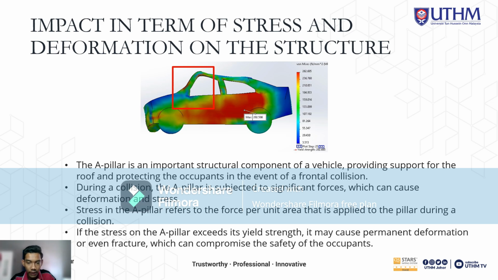A-pillar deformation can affect the integrity of the vehicle's roof, door frames, and windshield, which can increase the risk of injury to the occupants. Stress in the A-pillar refers to the force per unit area that is applied to the pillar during a collision. The stress experienced by the A-pillar depends on the magnitude and direction of the forces applied, as well as the geometry and material properties of the pillar. If the stress on the A-pillar exceeds its yield strength, it may cause permanent deformation or even fracture, which can compromise the safety of the occupant.